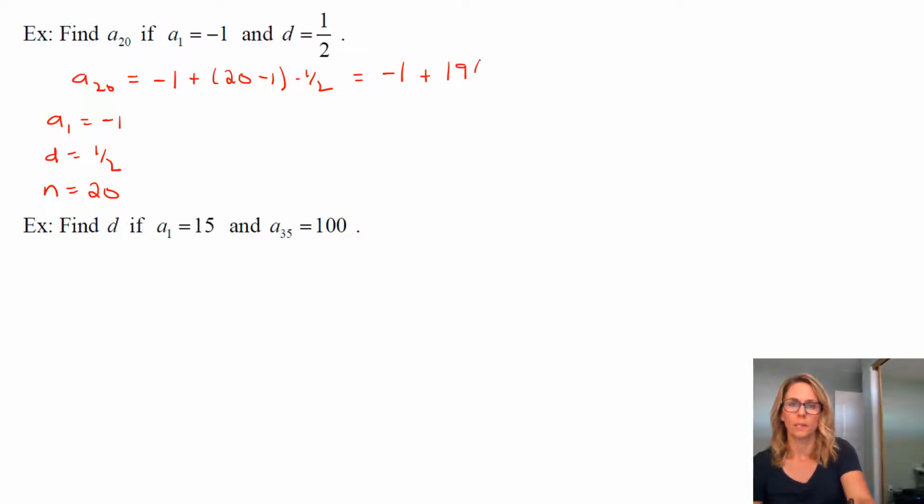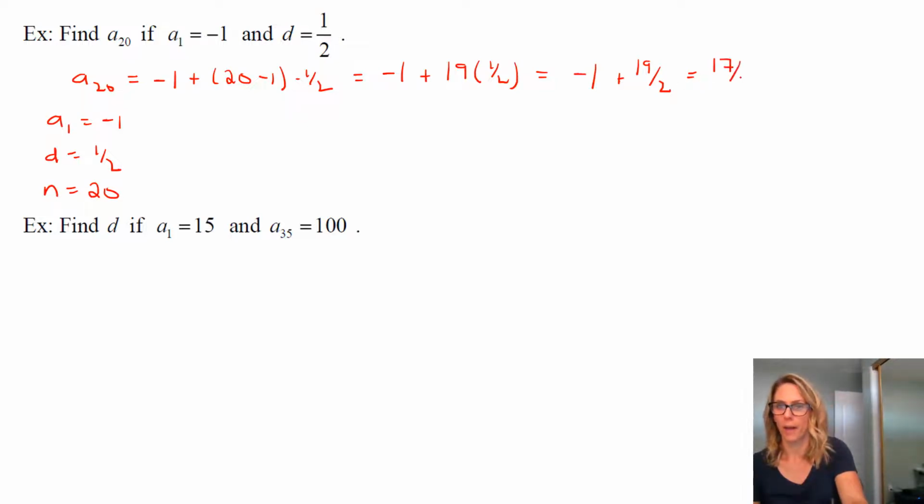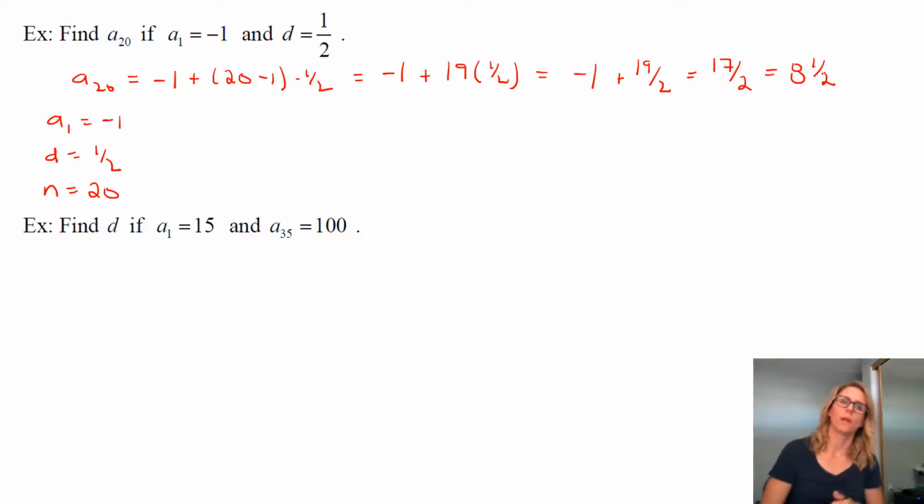So that will be 19 times a half, which is 19 halves. Okay, and so we're going to add a negative 2 halves to 19 halves and get 17 halves. So, if you want, you can think of that as 8.5. That helps you, but that's the idea. And we didn't have to do a whole lot of work to find that out because of the formula.